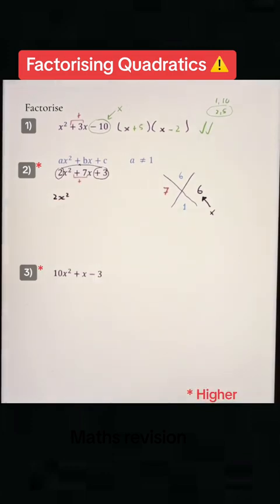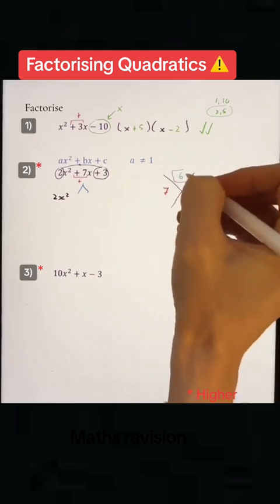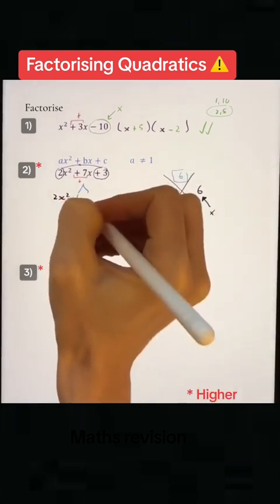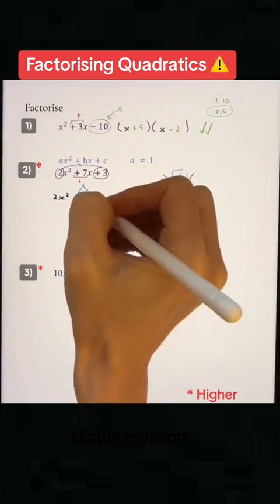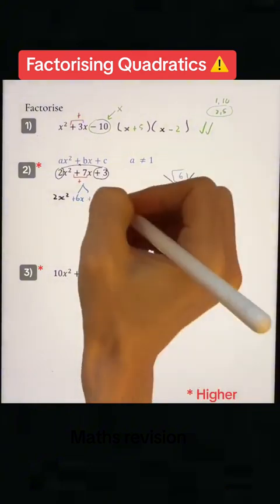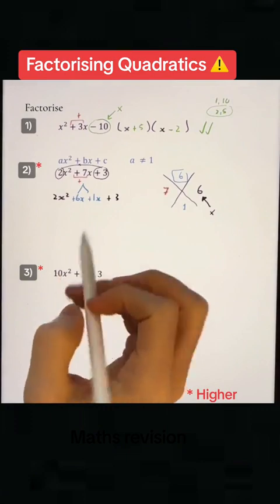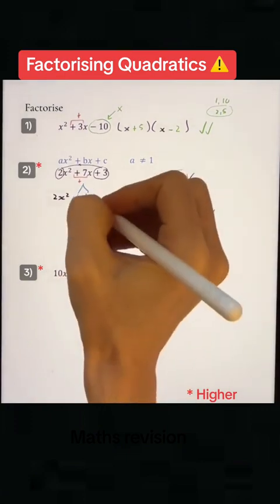Returning to my original quadratic, I leave the 2x squared term alone. I'm now going to rewrite the 7x in terms of these two numbers. So I'm going to have plus 6x plus 1x, because I know 6x plus 1x is 7x, and I keep my original number term, in this case plus 3, alone. I now always split my quadratic after the second term. So first, second, so split down the middle.